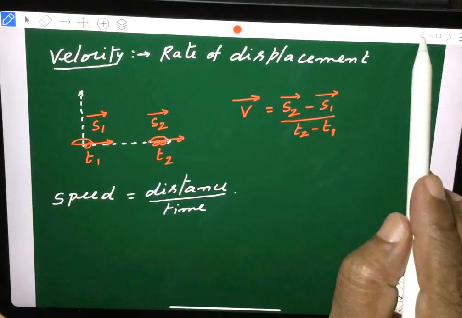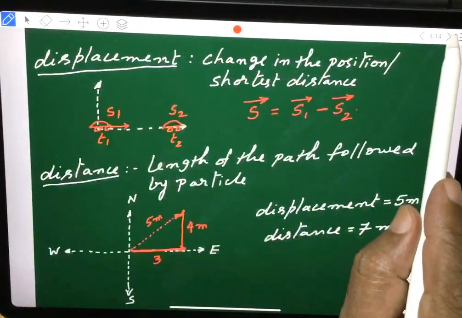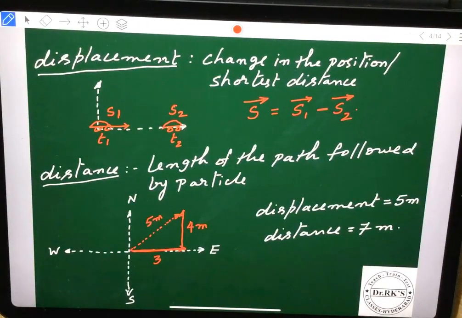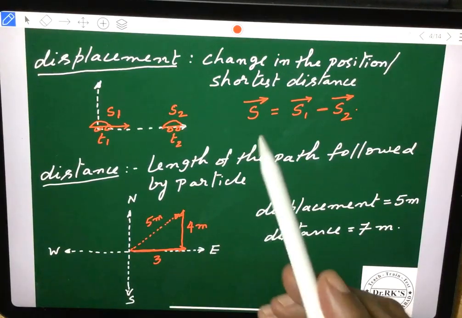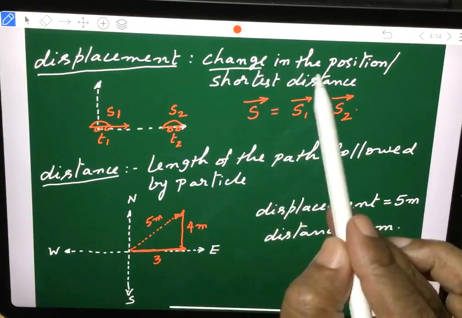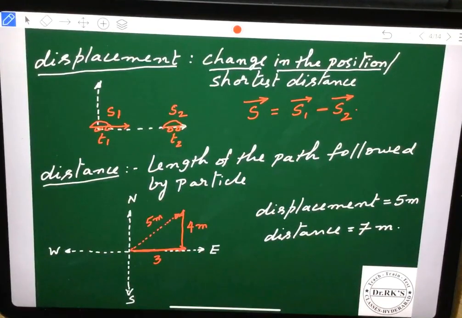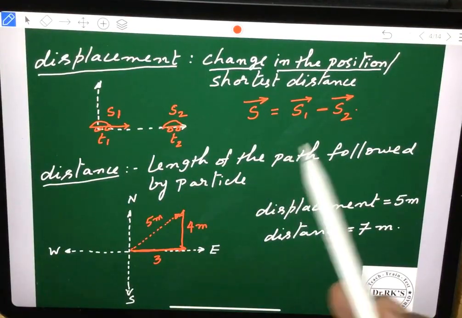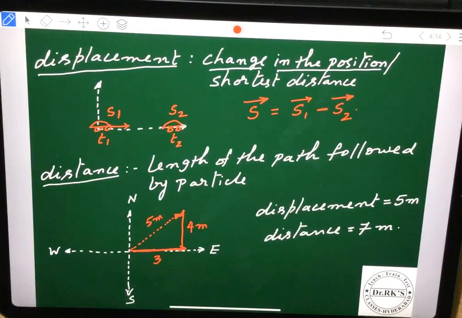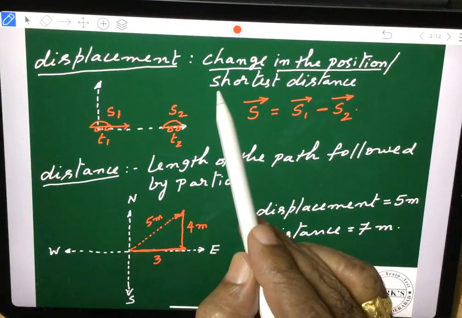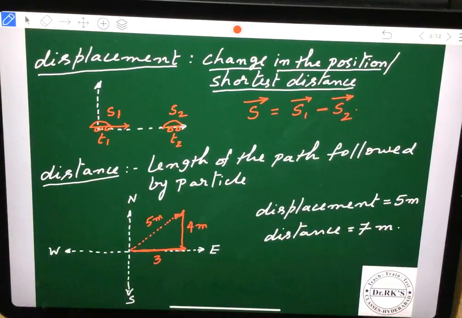Next, displacement. Let us discuss displacement. Change in the position of a body in a particular direction we call displacement, or the shortest distance between the two positions, that is initial and final position.